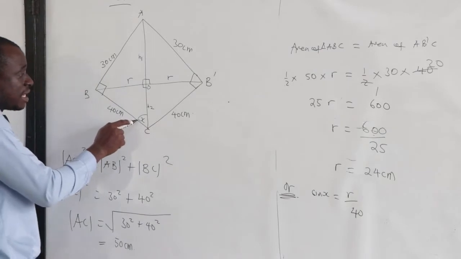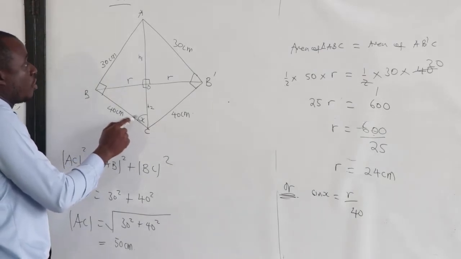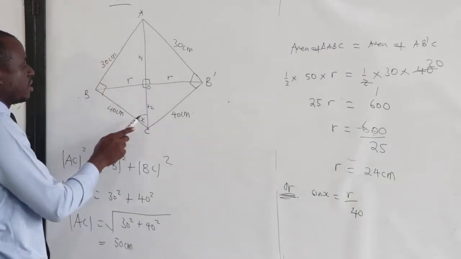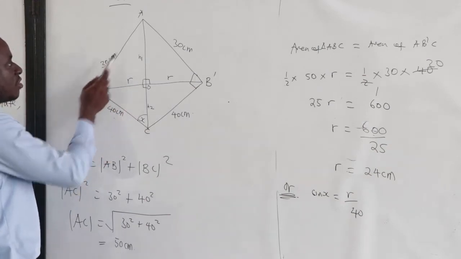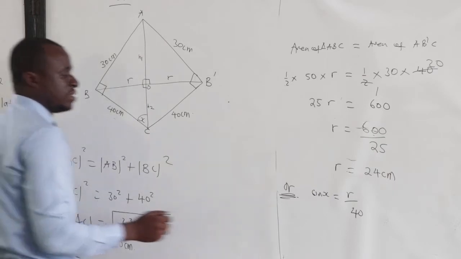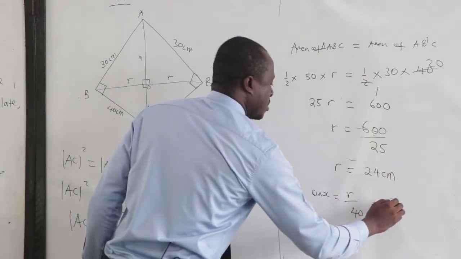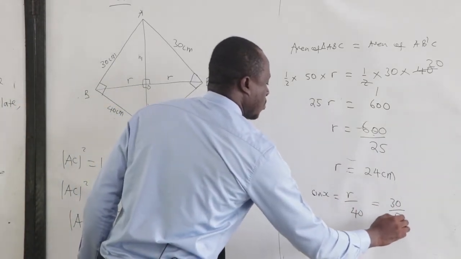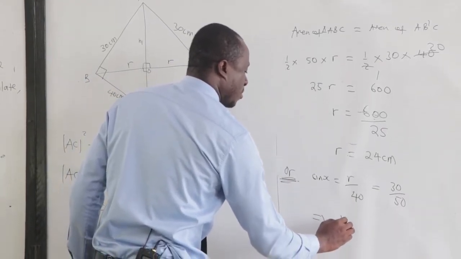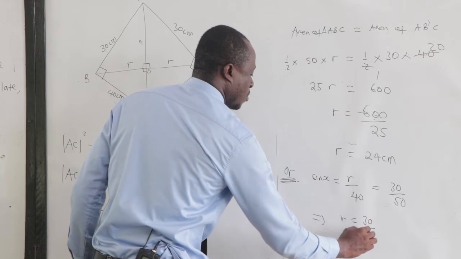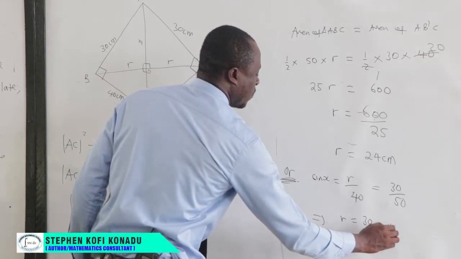And the same sine X, when you consider that is ABC, sine X, what can we see? That is opposite 30 over AC, 50. And this one is the same as 30 over 50. So from here we can say R equal to 30 over 50 times 40.